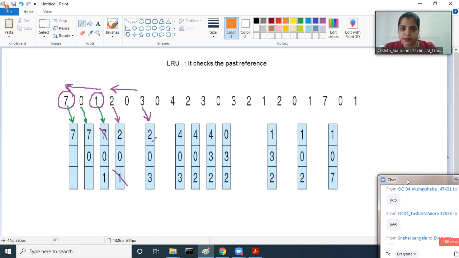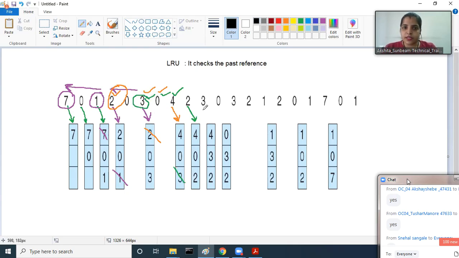Let us observe. 0 is there. Now it's the chance to load the 4. But before loading 4, it will observe what the current pages are. 2, 0, 3. 0 is here, 3 is here, but 2 is least recently used. So replace this 2 with 4. Have you understood, everyone? One more time. 2 has come. What is the current scenario? 4 is here, 0 is here, 3 is here. 3 is least recently used. 3 was replaced with 2.